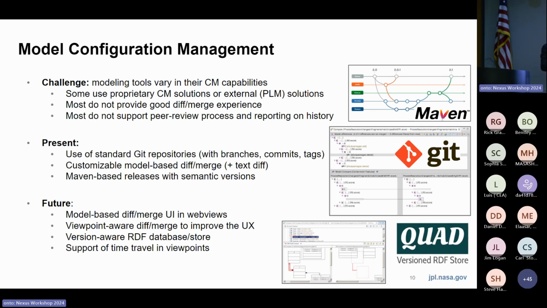But not only that, you also need to do it in terms of reports and documents that your stakeholders who review your work can understand. We need to support things like time travel. How did this report evolve over time? And you can go back and forth, for example.